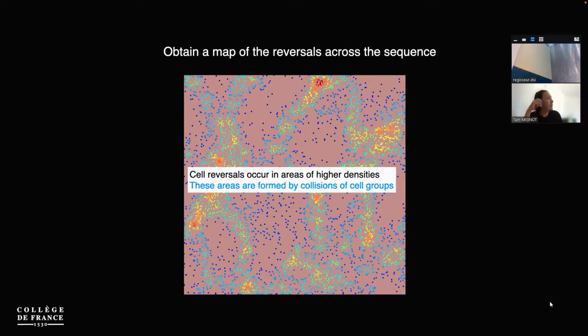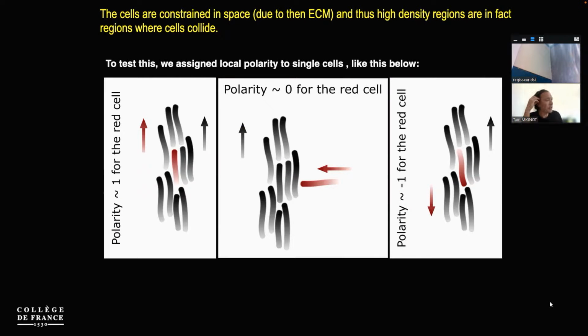So here we define the local polar environment for any given cell. For you to understand the method, 3 examples are shown to illustrate the approach. On the left panel, you see a cell that's moving within a group of otherwise aligned cells moving in the same direction. And so the polar environment we define for that cell is maximal, and it's a value of +1.